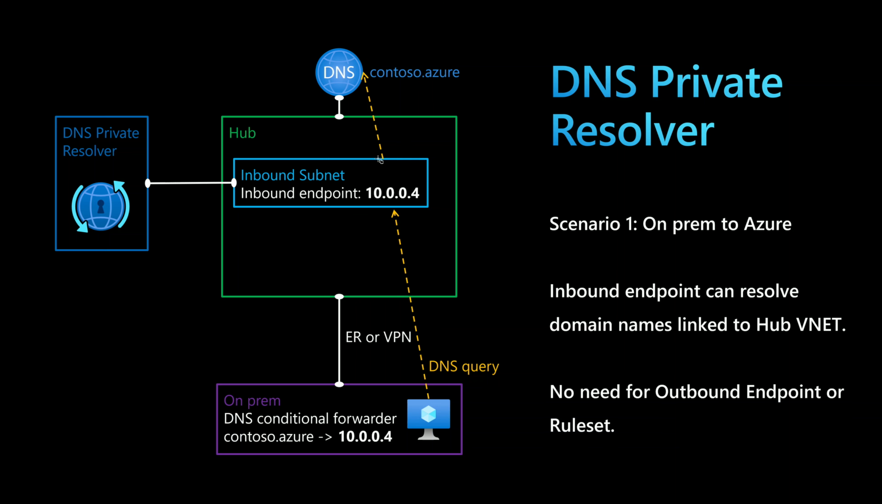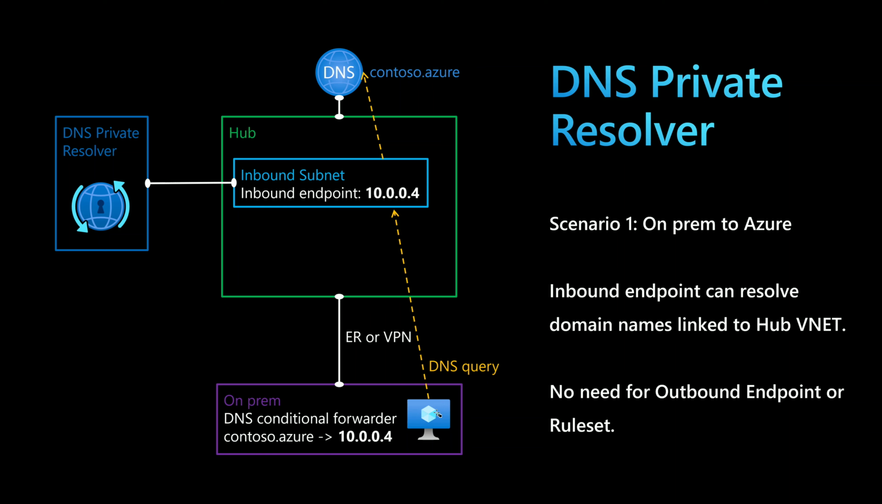To enable that scenario, you will need a DNS private resolver with an inbound subnet that exposes the inbound endpoint, which is 10.0.0.4. Then from the on-prem environment, you will need to configure a DNS conditional forwarder to forward the DNS query to the private IP address, which is 10.0.0.4 on the inbound subnet. Note that with this configuration, we don't need an outbound endpoint or a rule set. This is valid because you only need to do the domain name resolution from on-prem to Azure.